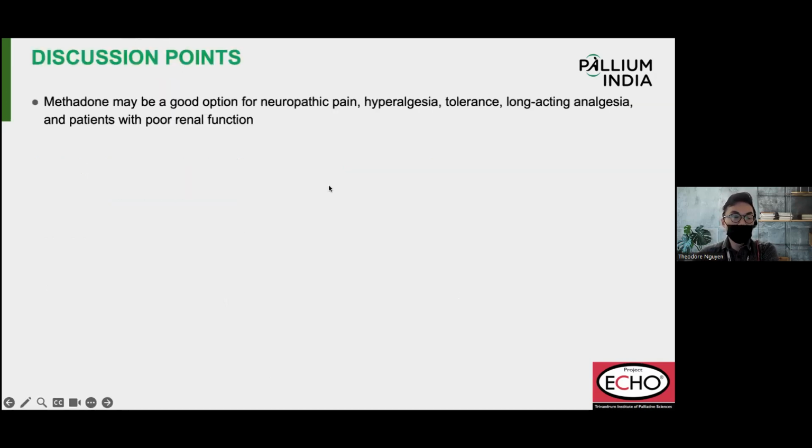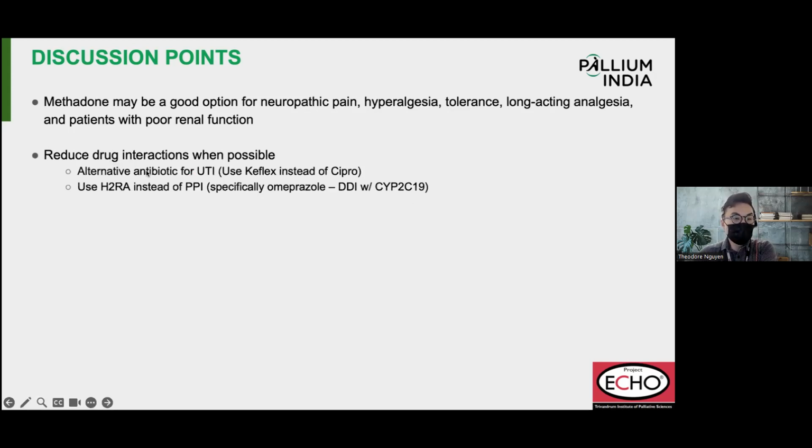Okay, so from our brief discussion before, some discussion points are that methadone may be a good option for neuropathic pain, hyperalgesia, tolerance, and a long-acting option for analgesia in patients with poor renal function. Always try to reduce drug interactions when possible. So when we looked at his medication list before, he was getting Cipro for UTI. We can always try to use other therapies, for example, maybe Keflex as an empiric treatment to treat that.